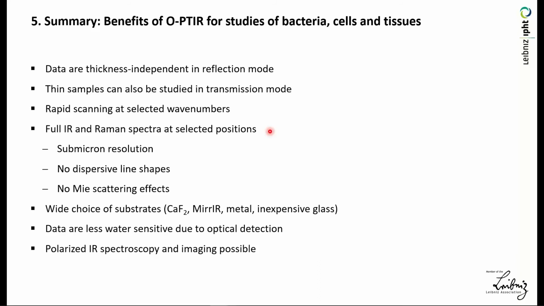And full infrared and Raman spectra can then be collected at selected positions. The images and the spectra offer submicron resolution, no dispersive line shapes, and no resonant scattering effects are evident. There's a wide choice of substrates compatible with O-PTIR. First of all, calcium fluoride, MirrIR. These are reflective slides. You can use metal substrates or even inexpensive glass substrates. If the samples are thick enough, that's no problem. The data are less water sensitive due to the optical detection.